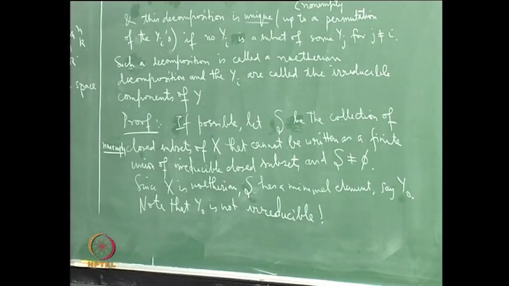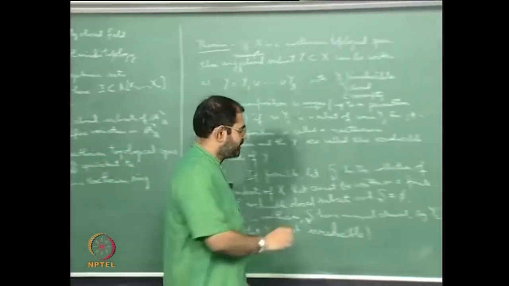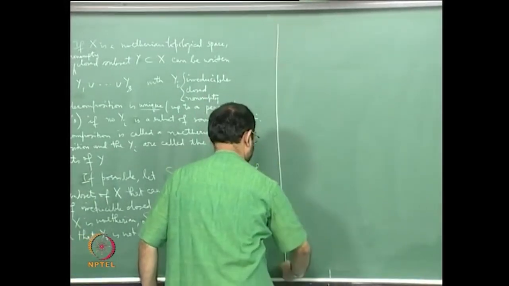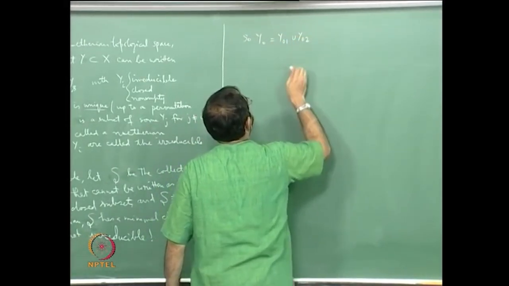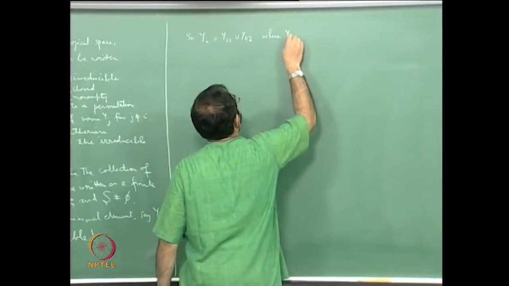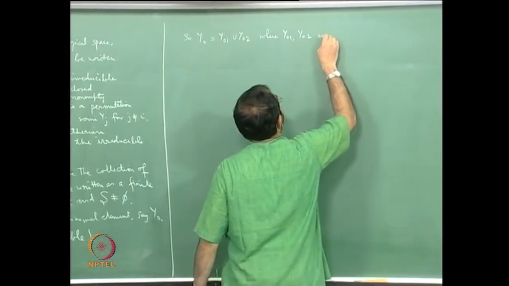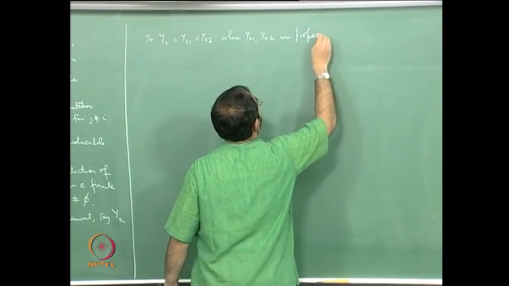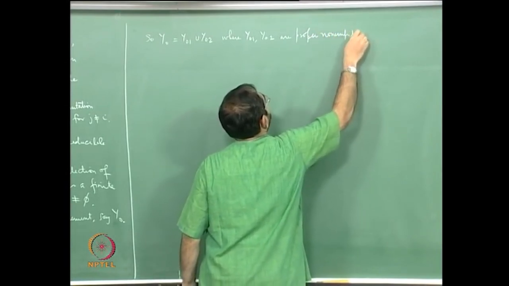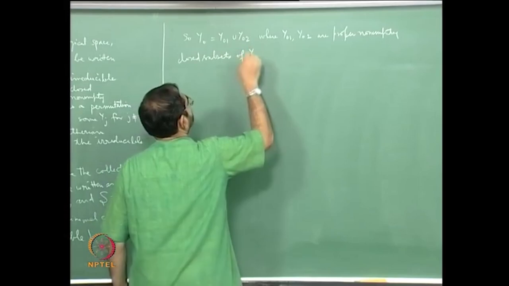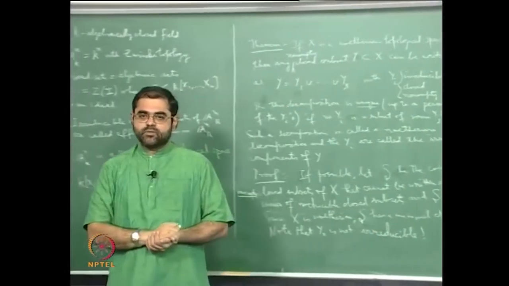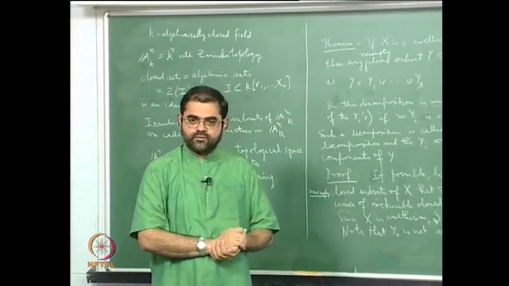Now, what does it mean? Y naught can be broken down as a union of two proper non-empty closed subsets. So let me continue here. Y naught is equal to Y01 union Y02, where Y01, Y02 are proper non-empty closed subsets of Y naught. Y naught is not irreducible, so it is reducible, so it can be broken down as a union of two proper non-empty closed subsets.